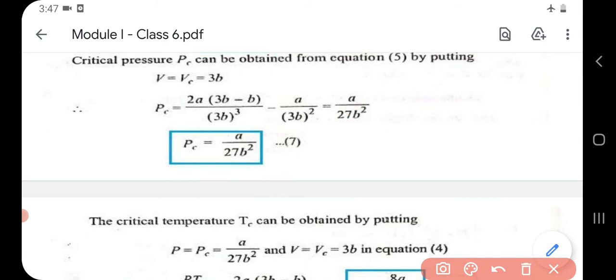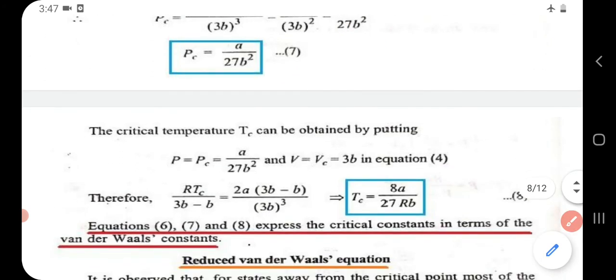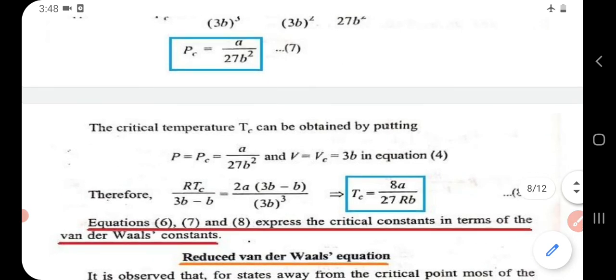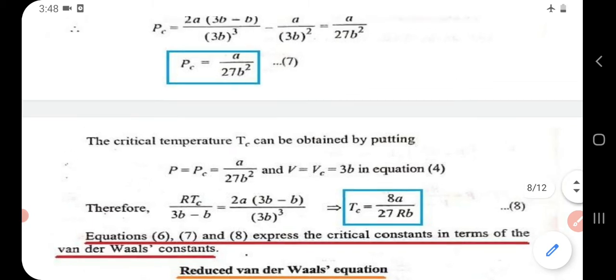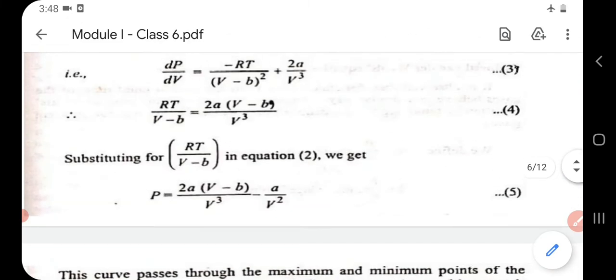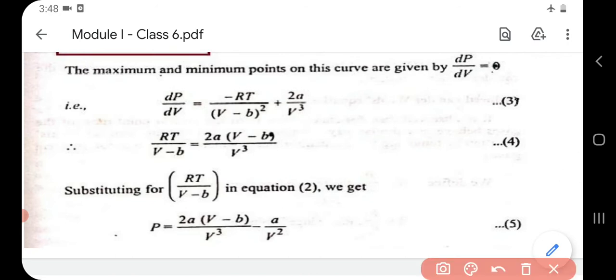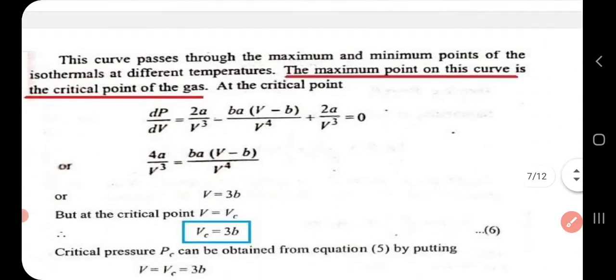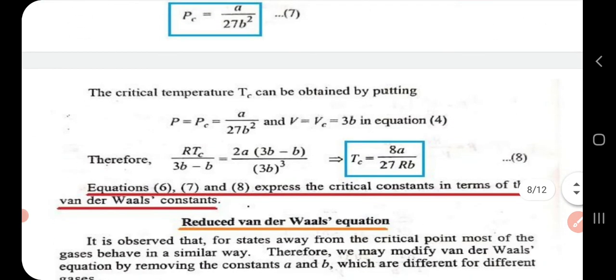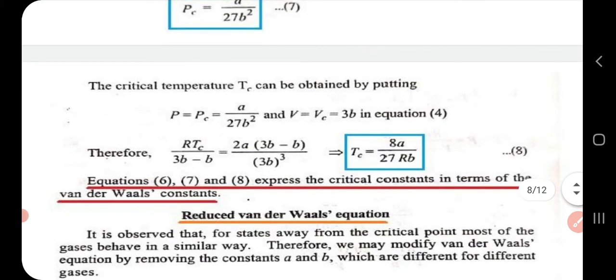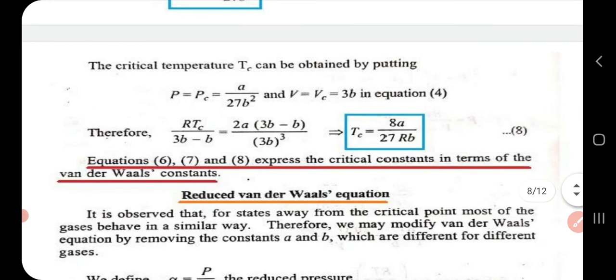Now the last one is the expression for critical temperature TC. It is obtained by putting VC equal to 3b and PC equal to a by 27 b square in equation 4. See here in equation 4 you can see both V. In all the places of V you have to write 3b, and on substituting you will finally get the value of critical temperature TC as 8a by 27 Rb.